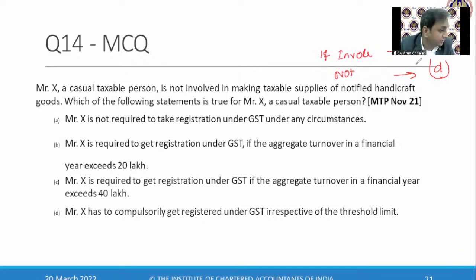Thank you so much, Ankit Verma. Siddharth, thank you so much for highlighting the point. Is it okay now? Please confirm.